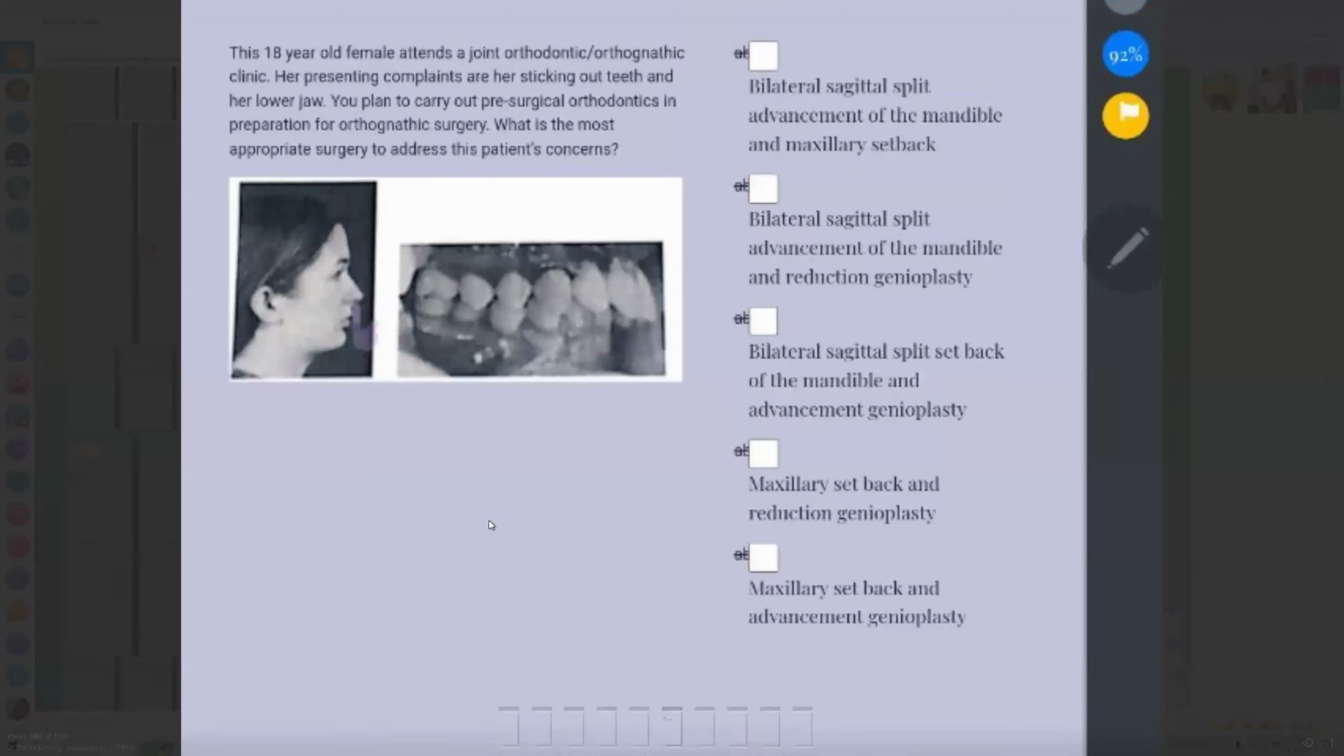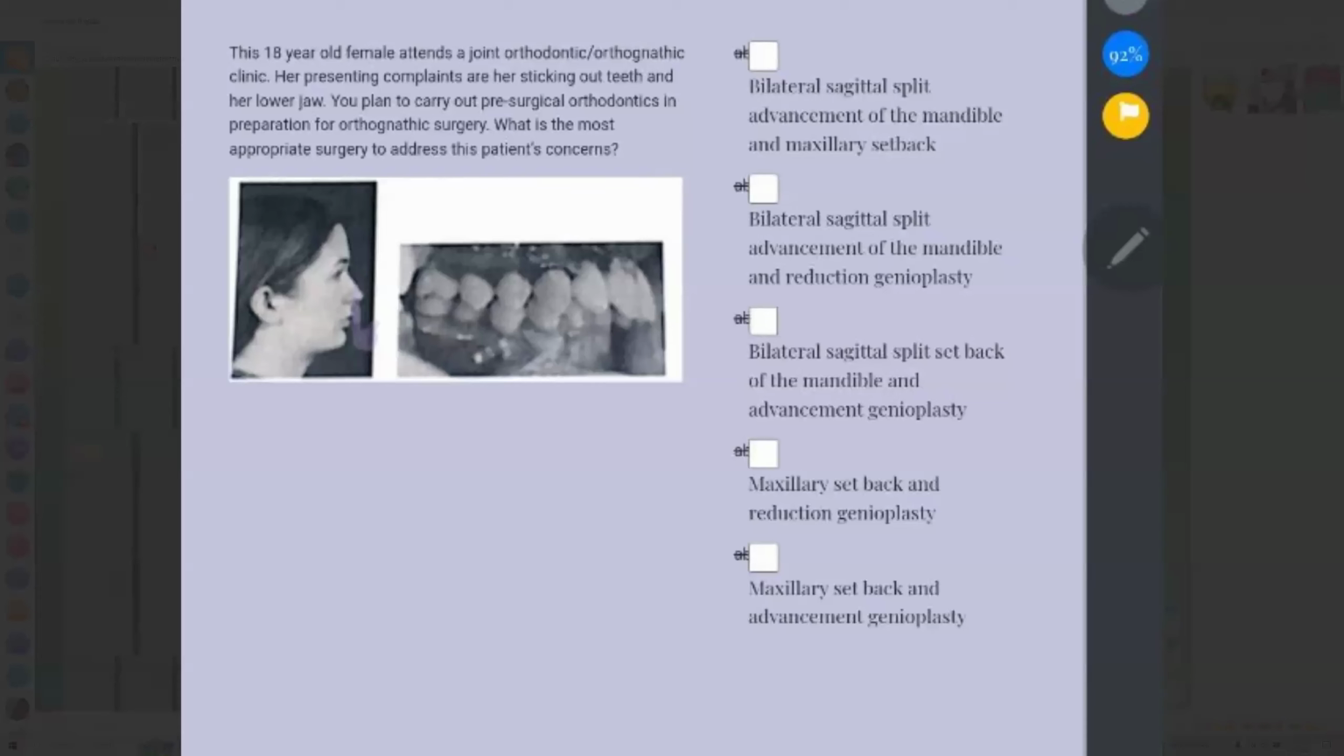So chin prominent, right? A straight profile. It's not a convex profile. Anyway, an 18-year-old female attends the joint orthodontic orthognathic clinic. She presented with sticking out teeth and a lower jaw. You plan to carry out pre-surgical orthodontics in preparation for orthognathic surgery. What is the appropriate surgery to address the patient's concerns?